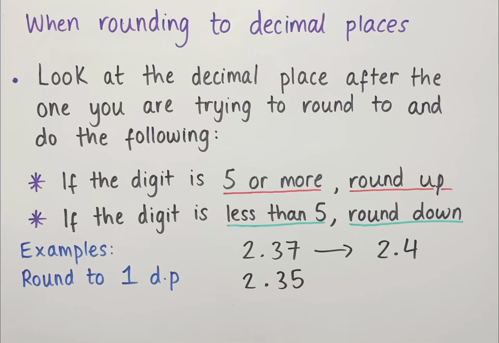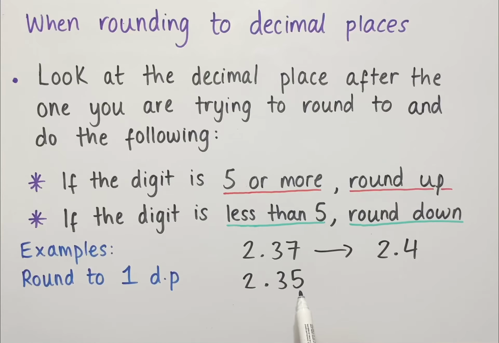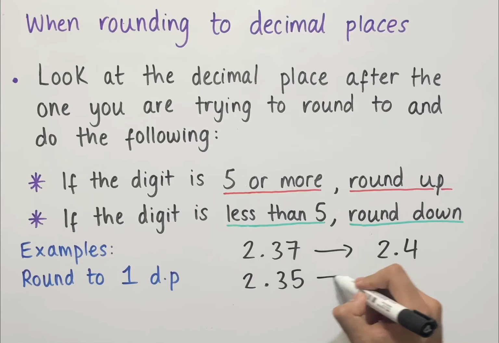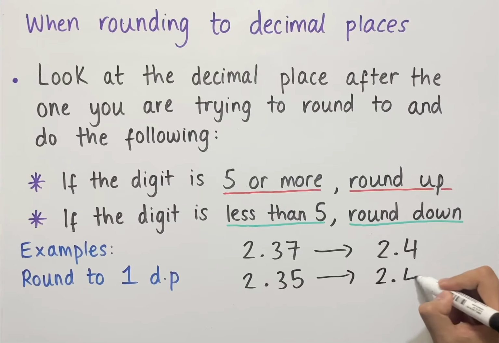If we look at another example, 2.35, then again we're trying to round this to 1 decimal place, so we look at the decimal place after the one we're trying to round to, so that's the second decimal place. We've got a 5 there. 5 is 5 itself, and so we need to round up. So we add 1 to the first decimal place, and so 3 plus 1 becomes 4, and we get that 2.35 rounds up to 2.4.